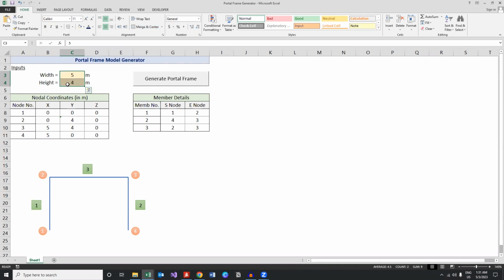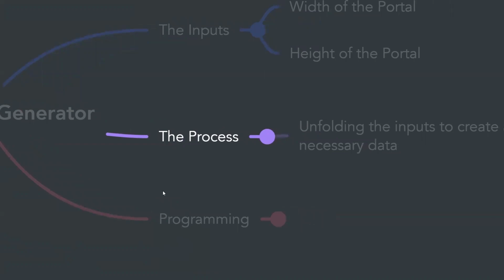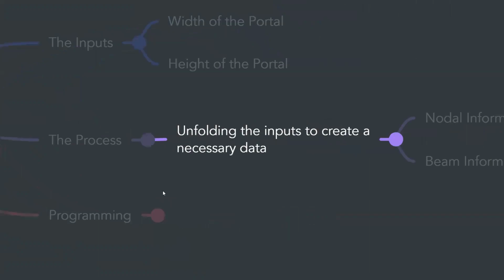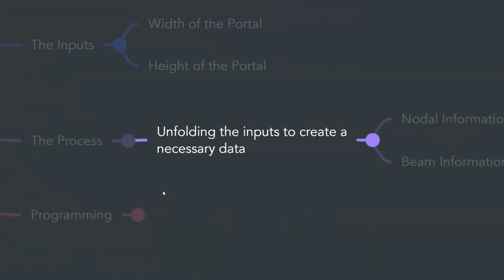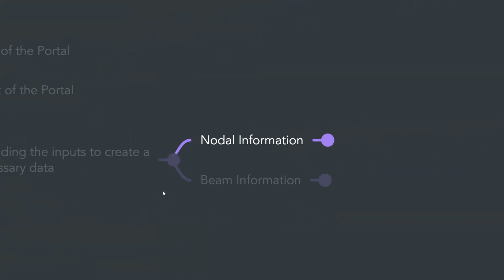So moving to the next part of the video, the process. So we got our inputs. What's next? The inputs we received are not directly useful to us, right? Because we can't go and provide the width and height of a portal bracing in STAAD. We need to give information in the form of node and beam informations.